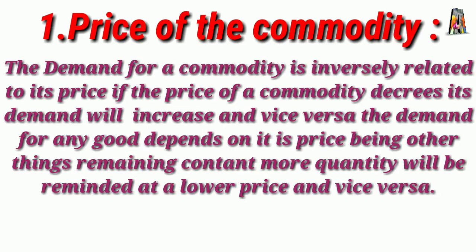Now first one is price of the commodity. The demand for a commodity is inversely related to its price. If the price of a commodity decreases, its demand will increase and vice versa. The demand for any good depends on its price, other things remaining constant. More quantity will be demanded at a lower price and vice versa.